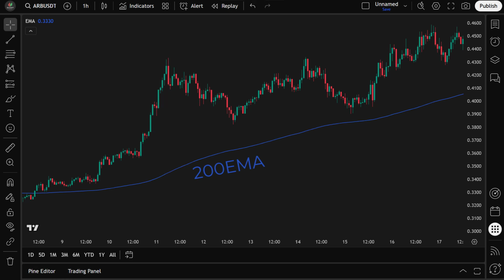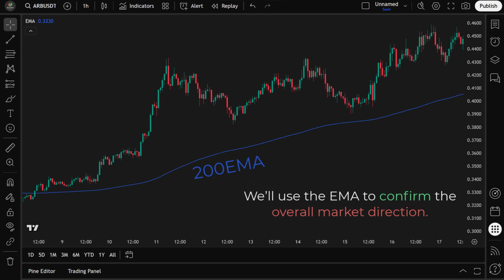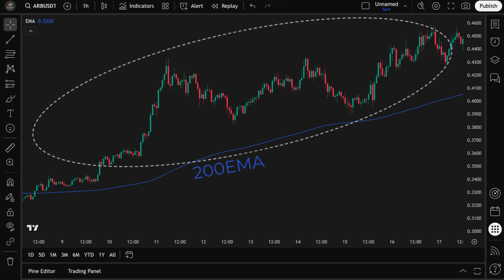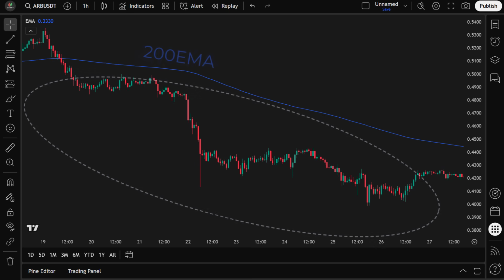This means we won't base our trades on other signals alone. We'll also use the EMA to determine the overall market trend. We only take long positions when the price is above the 200 EMA, indicating an overall bullish trend. We only take short positions when the price is below the 200 EMA, signaling an overall bearish trend.